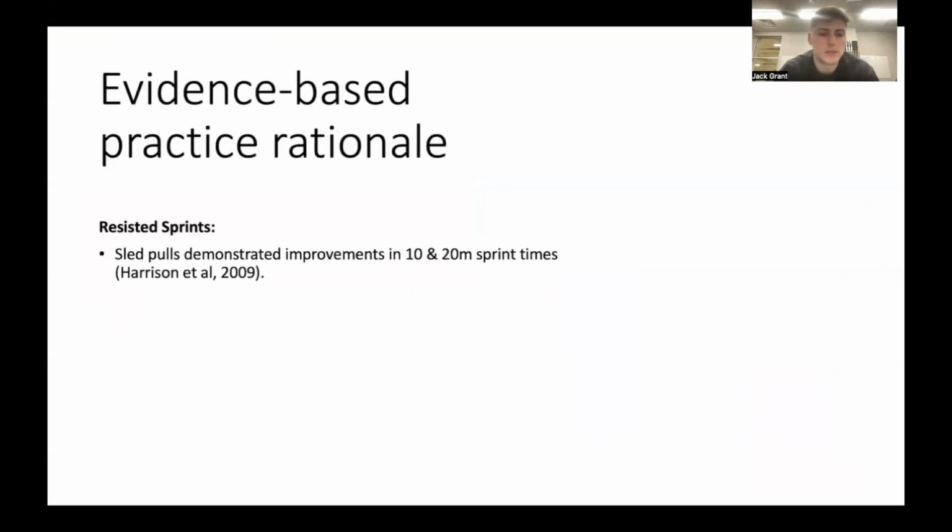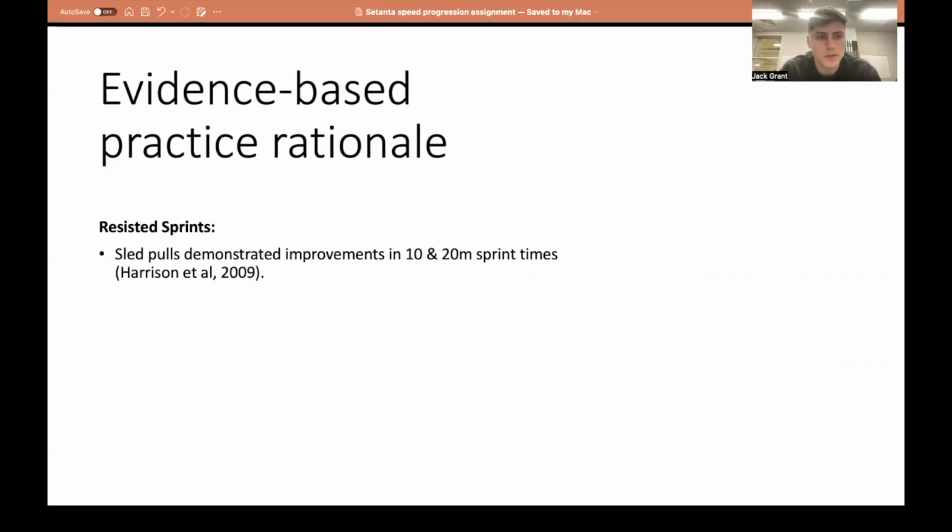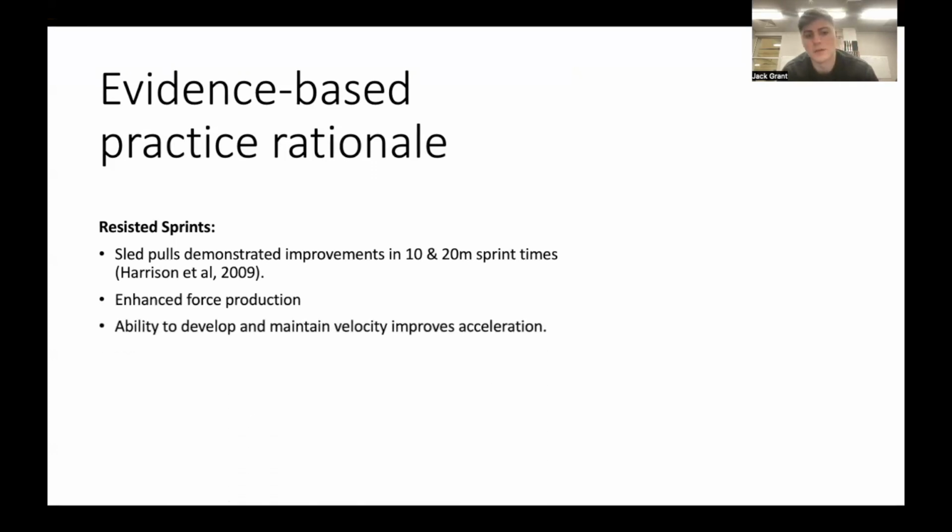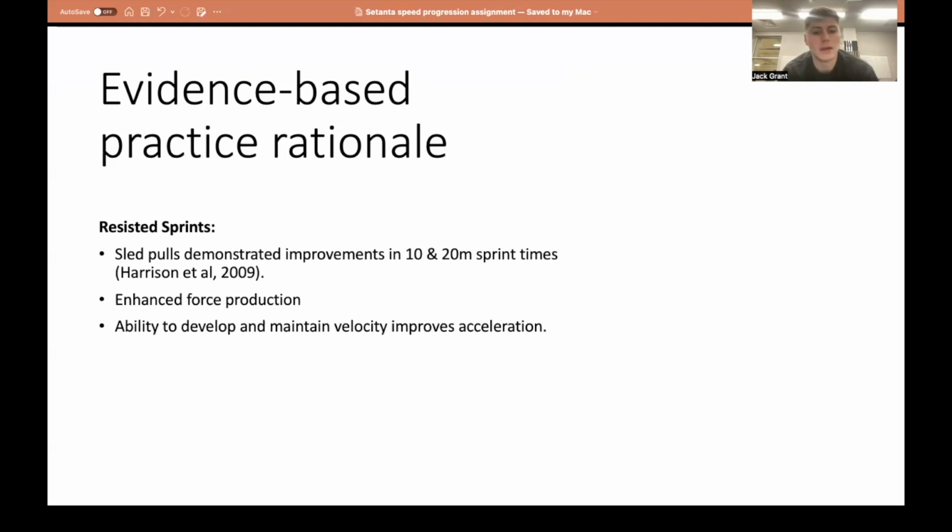So evidence-based practice, as we said, we used our resistance sprints as our mode of training, as our key dependent variables to improve that outcome variable. So we use this because weighted sled pulls were seen to demonstrate improvements in that 10 and 20 meter sprint times. This is through enhanced force production. So that's the ability of the muscle to generate that force during the movement, and also enhance that ability to develop and maintain velocity, which in turn improves acceleration. So that's increasing that speed from that stationary position that we're targeting here.